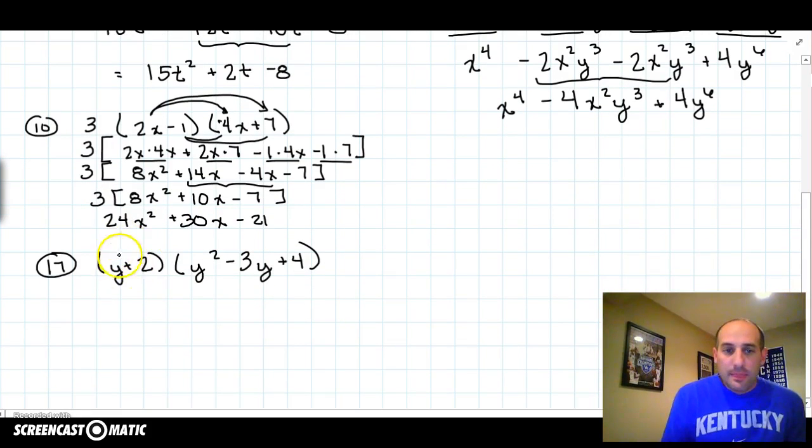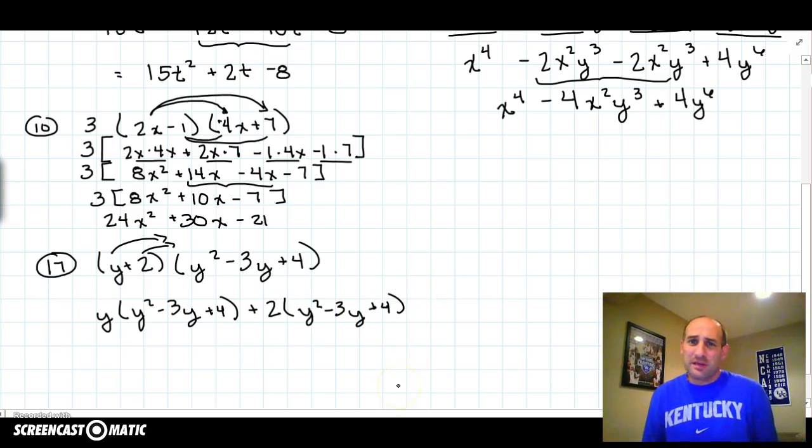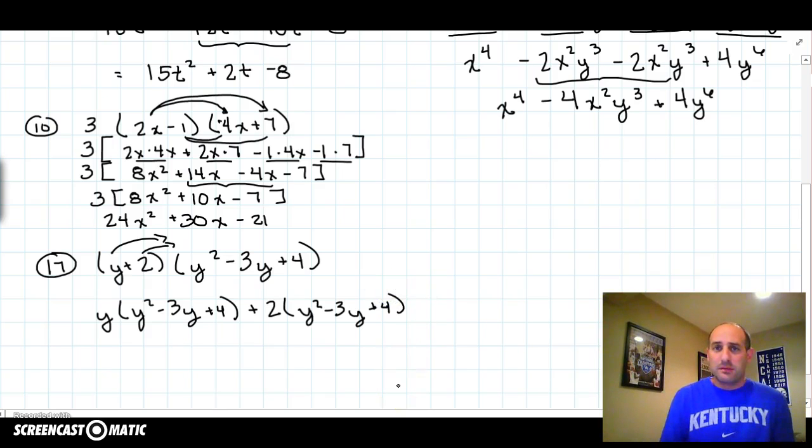I'm going to do y, this y, times that whole set of parentheses. I'm going to do 2 times that whole set of parentheses. So I'm going to do y times everything you see in parentheses here, and then I'm going to do plus 2 times everything in this parentheses. So I haven't actually multiplied anything yet. I just separated the y plus 2 and made it 2 different things. Now I can distribute each of those. Y and y squared, y cubed, minus 3y squared, plus 4y. Then I got plus 2y squared, minus 6y, plus 8.